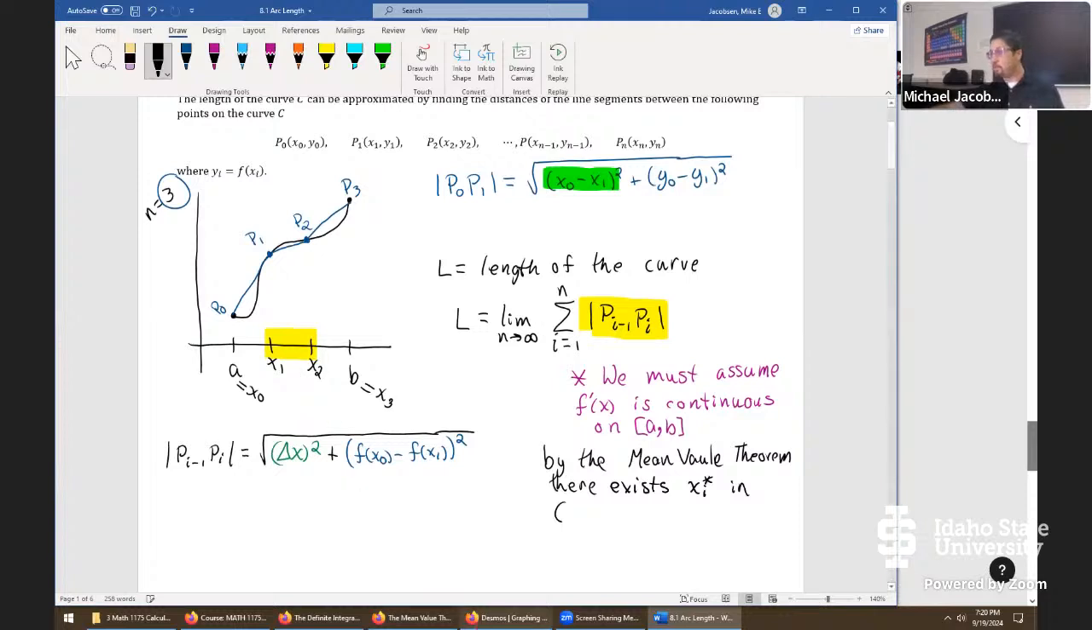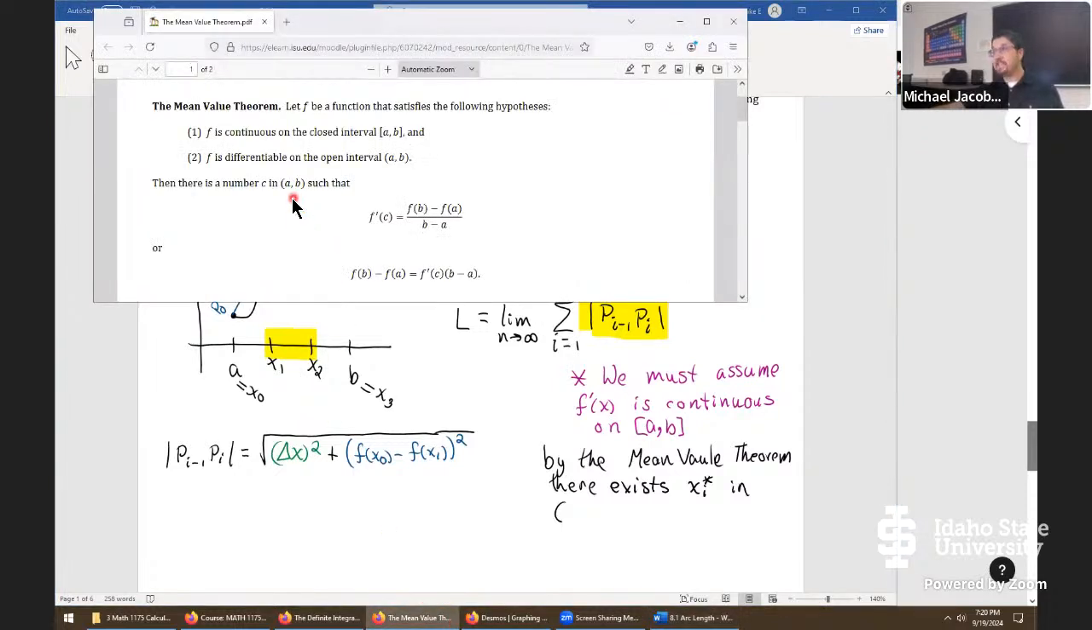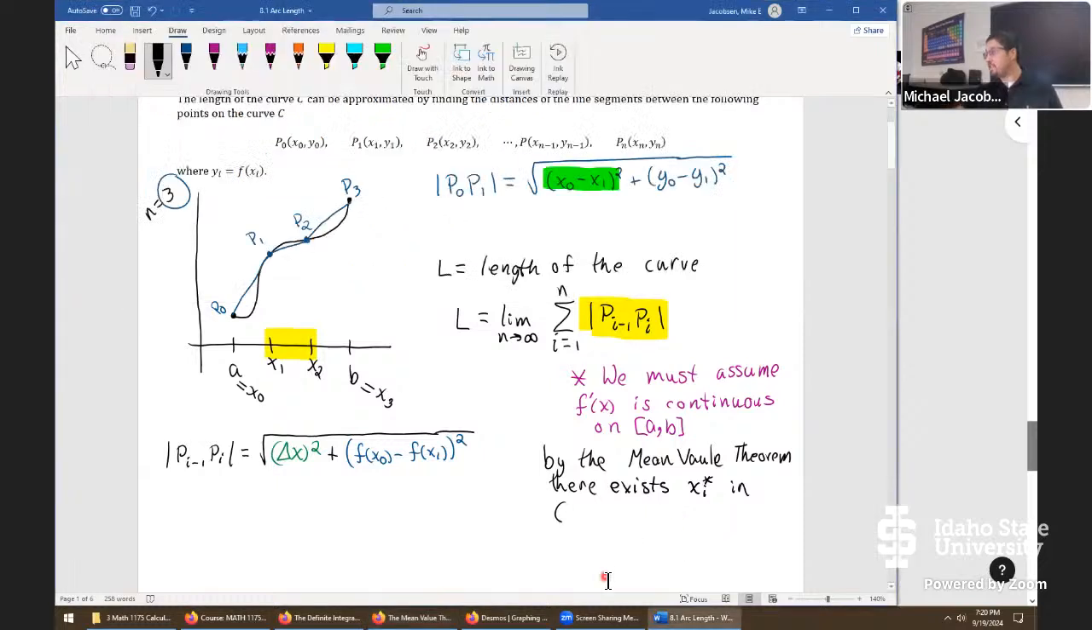the open set. Let's double check that. The condition is our xi star, the c that we're describing here, is in the open set. It doesn't actually take a boundary point, A or B. So there's an xi star in x_{i-1} to x_i such that, let me say this a different way, f of x_{i-1}.